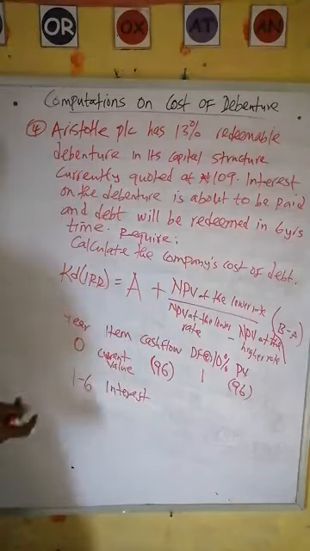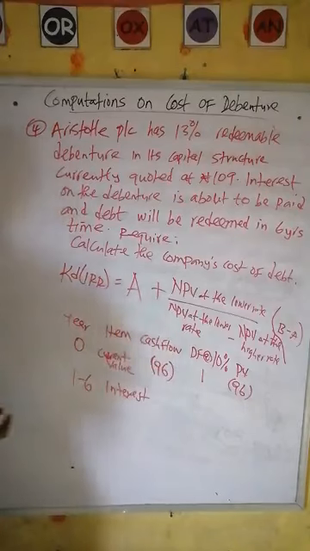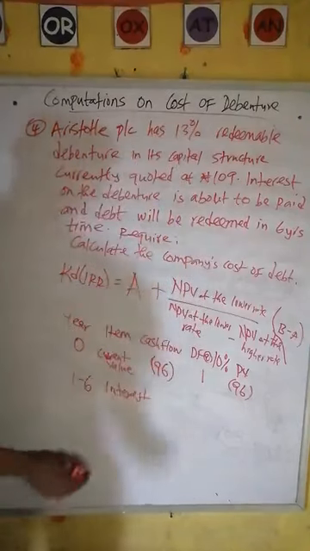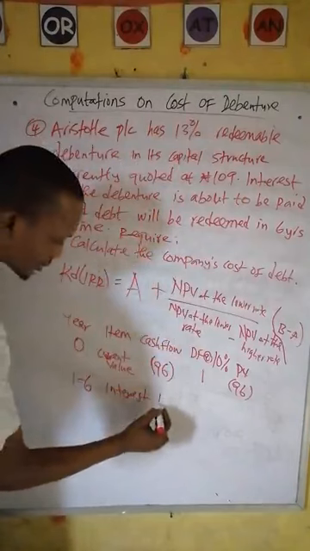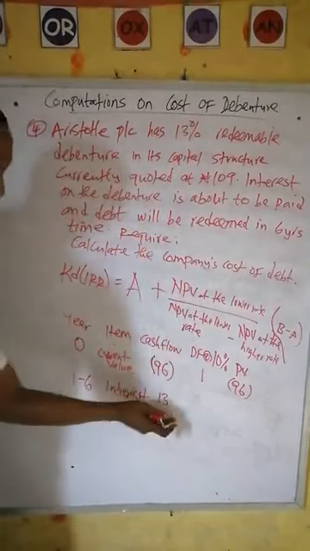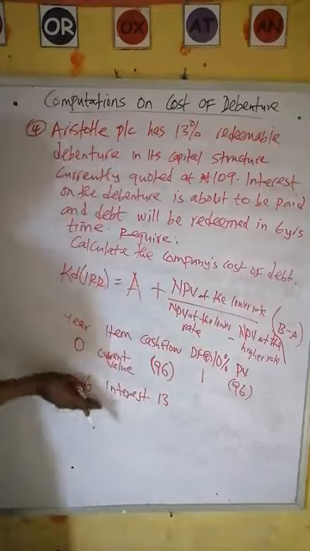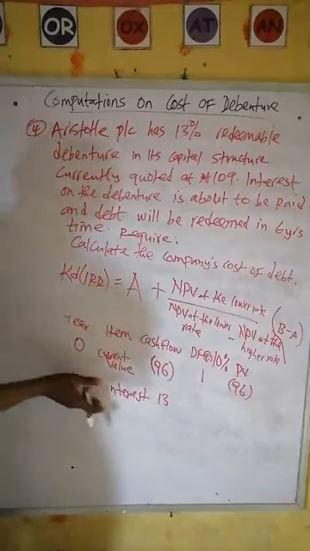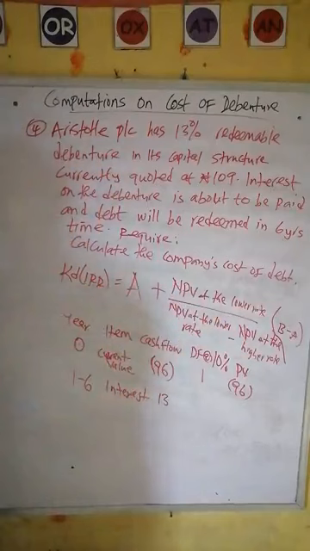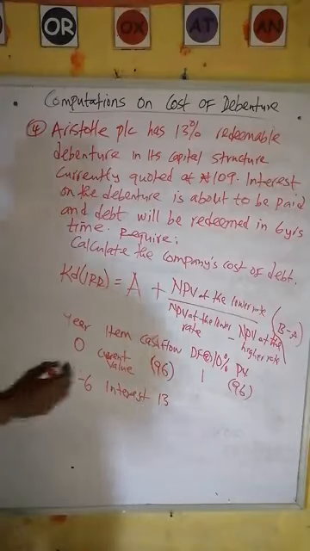So what is the interest you are receiving here? The interest given to us is 13. So this is the interest, 13%. 13% of 100 still comes back to 13. What is now the cumulative discount factor for years 1 to 6? So let's press our calculator to determine that. Cumulative discount factor for years 1 to 6 is 4.355.